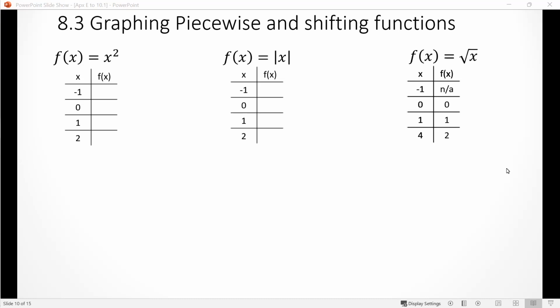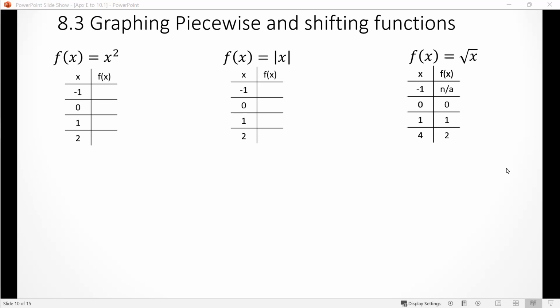The first function, f of x equals x squared, is a quadratic function, so it's going to look like a parabola. The second function, f of x equals absolute value of x, is an absolute value function, so it's going to look like a V shape. And the third function, f of x equals the square root of x, is a radical function, so it kind of looks like half of a parabola on its side. I want to go through each of these basic forms and then show you how they each can shift.